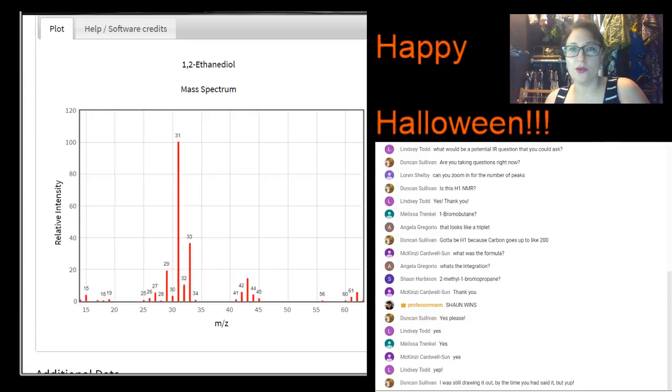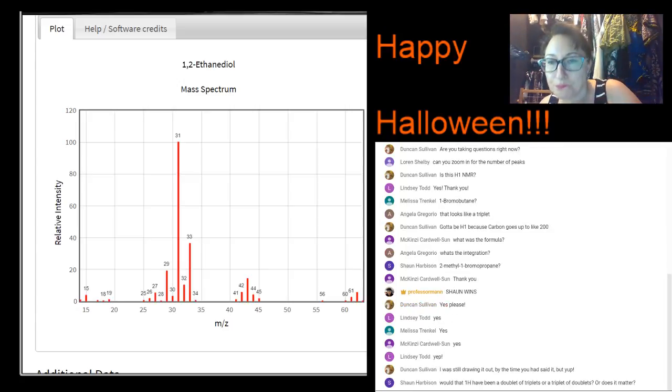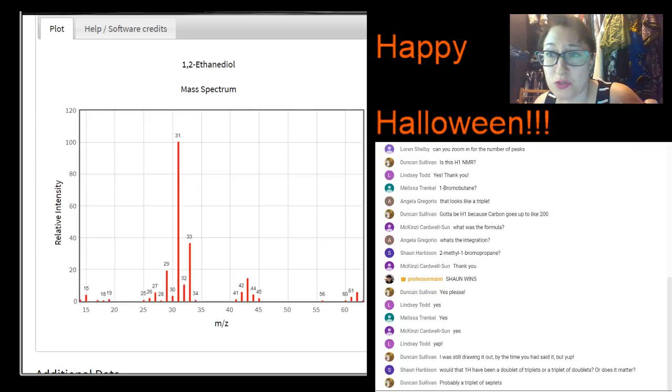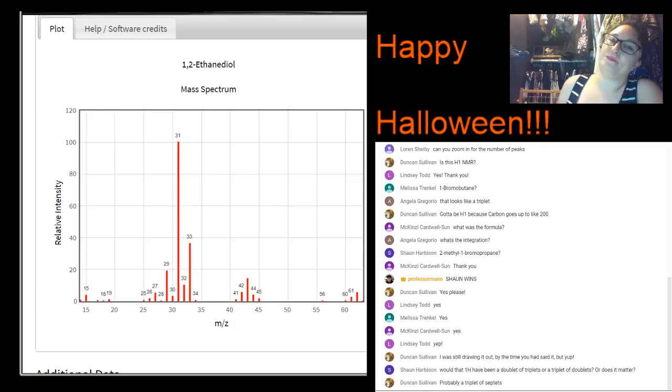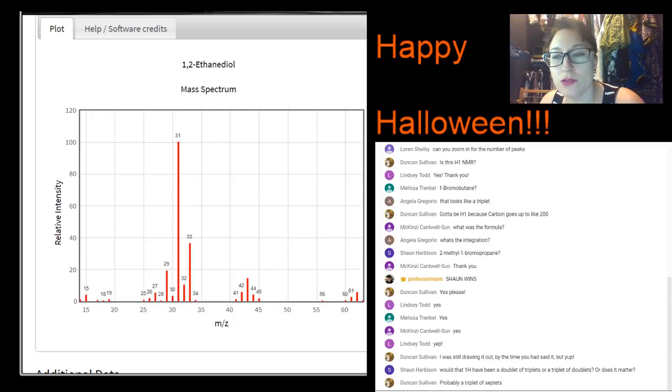There we go. So here's a mass spec of 1,2-ethane diol, also known as glycerol. Sean, it would have been one hydrogen, so a triplet of septets, and they'd probably be on top. It would be nasty. You can just write multiplet. Yeah, you got it, Duncan. All right, so 1,2-ethane diol. A good thing to start with would be the structure. Figure out the structure. Should be pretty easy.